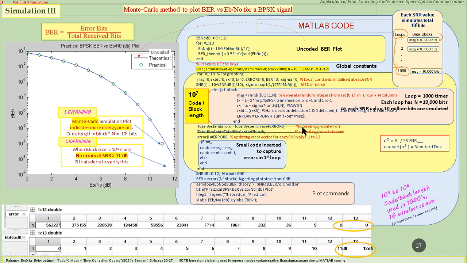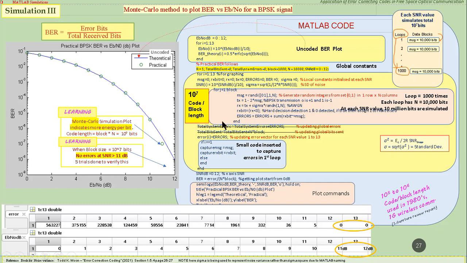Now let us implement this using MATLAB. This is the MATLAB code I have used. I have sent 10 to the power 7 bits for each SNR, sending them in loops because MATLAB and the computer system cannot crunch huge numbers.